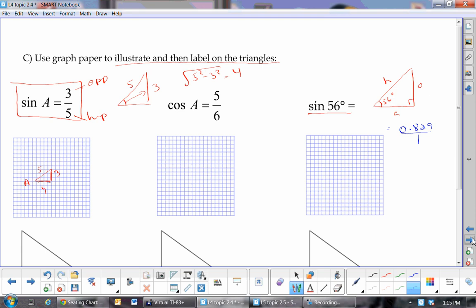Now, come on, how am I supposed to graph 0.8 on my graph and a 1? So you move your decimal over 1 here, move it over 1 here. So 8.29 over 10. Okay, so now I know my opposite is 8.29. I know my hypotenuse is 10. Can I find my adjacent? So you go 10 squared minus 8.29 squared. What do you get? Square root it.